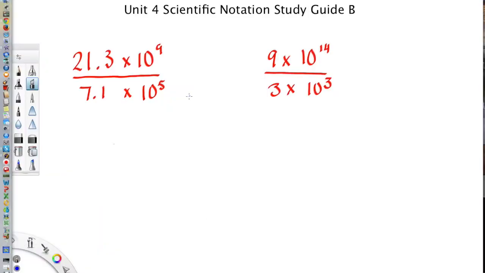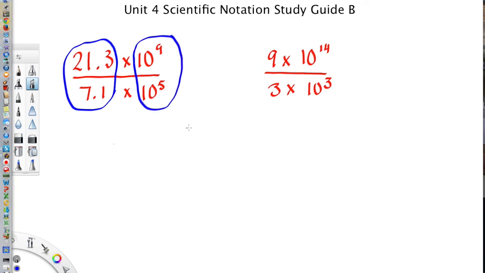Now let's do some division. Go to part 5, dividing scientific notation. Just like multiplying, we are going to combine like terms. We can divide our coefficients, and then we can divide our base 10 numbers.